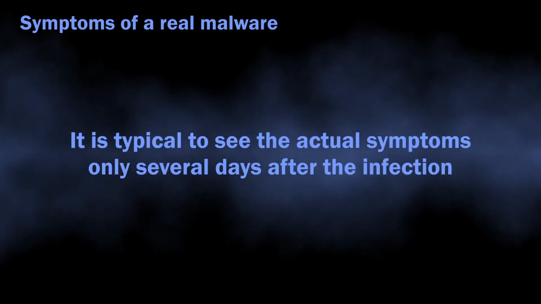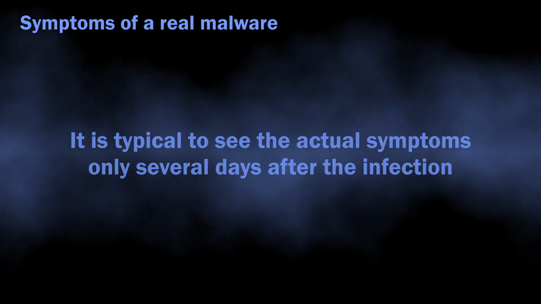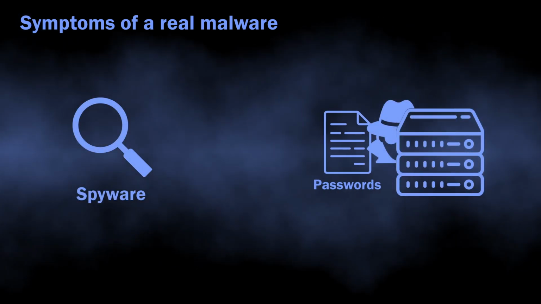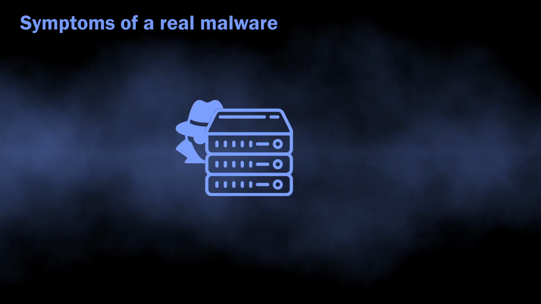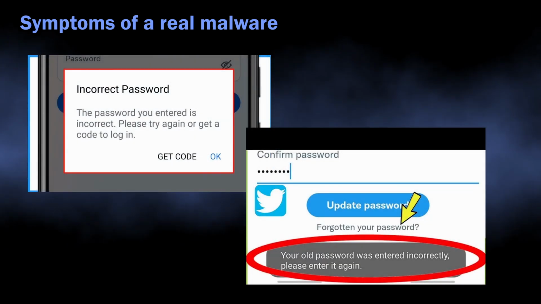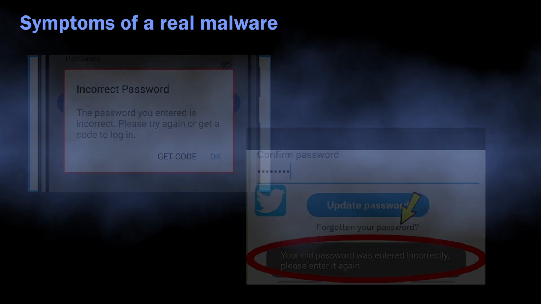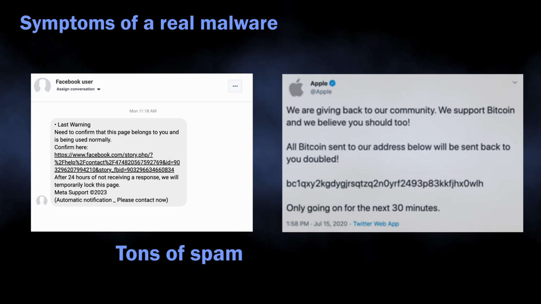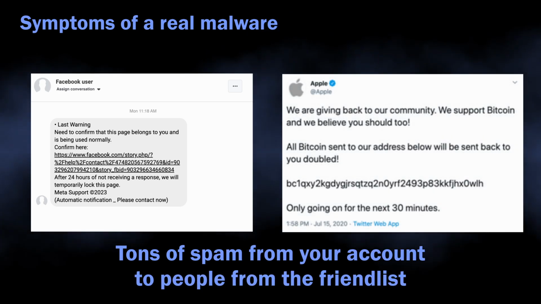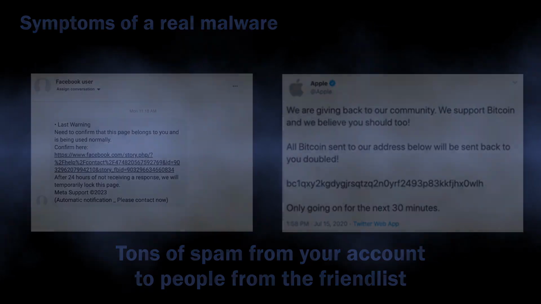Typical symptoms of such malware appear with a delay of 2 or 3 days after the infection, even though the malware does its dirty job immediately after being injected into the system. It just takes several days for hackers to start abusing the leaked account. The most definite signs of this are your online accounts being inaccessible due to an incorrect password, or hundreds of spam messages being sent from your account to all the people you've ever had a conversation with.